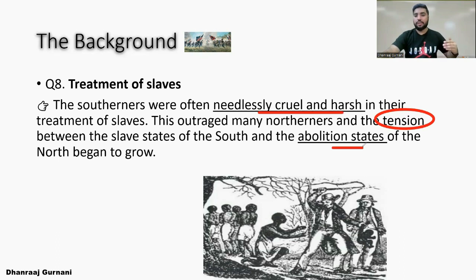Very simple, southerners were harsh and cruel. This outraged many northerners, and the tension between the slave states of the south who were saying yes to slavery and the abolition states of the north who were saying no to slavery began to grow.